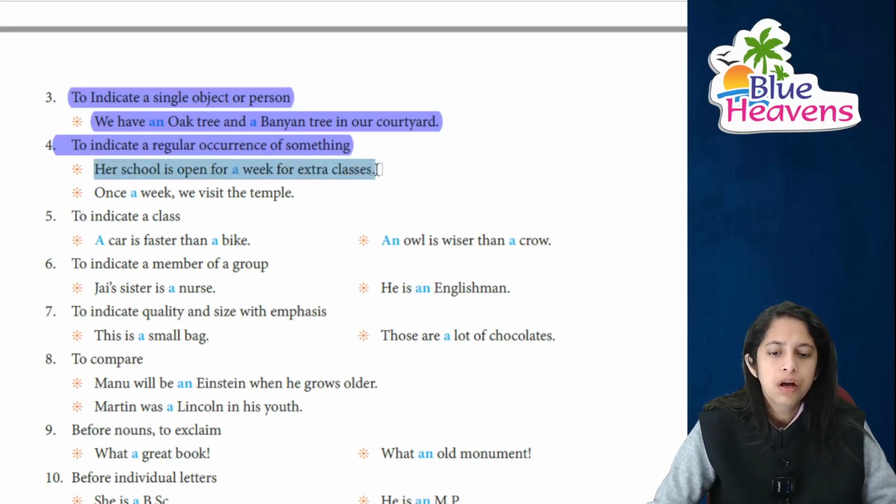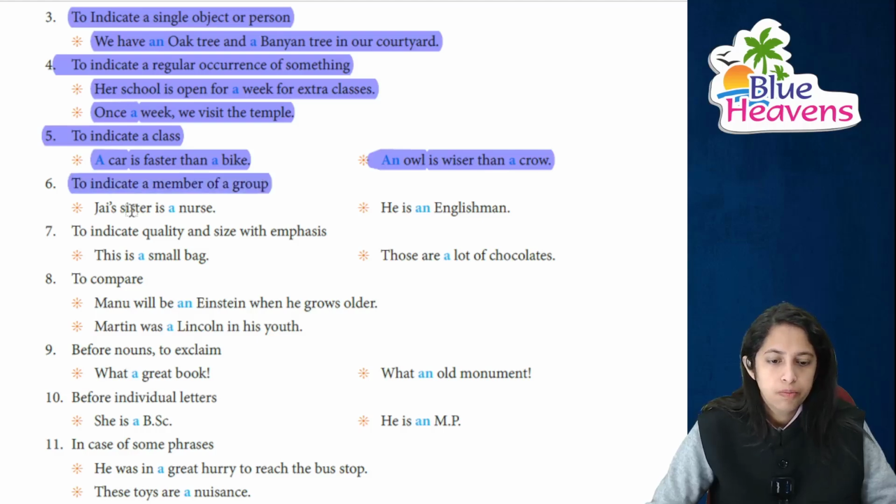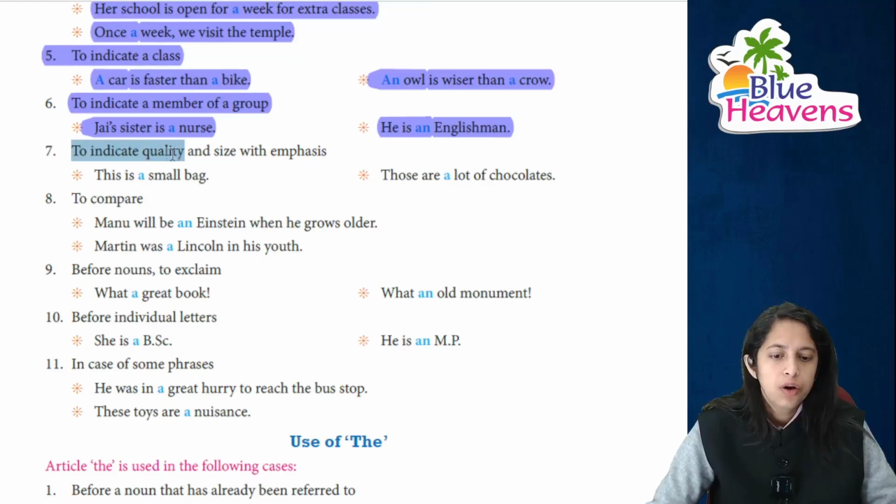Her school is open for a week for extra classes, and once in a week we visit the temple. Next is to indicate a class. A car is faster than a bike. An owl is wiser than a crow. To indicate a member of a group, जैसे कि Jay की sister एक nurse है and he is an Englishman, right?